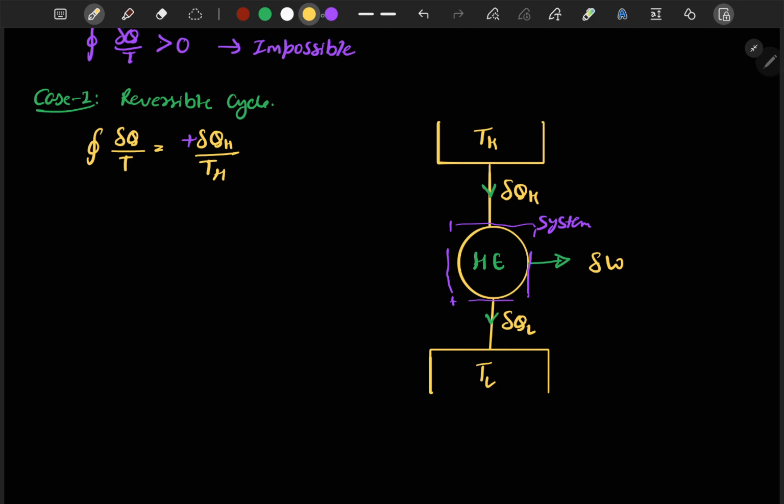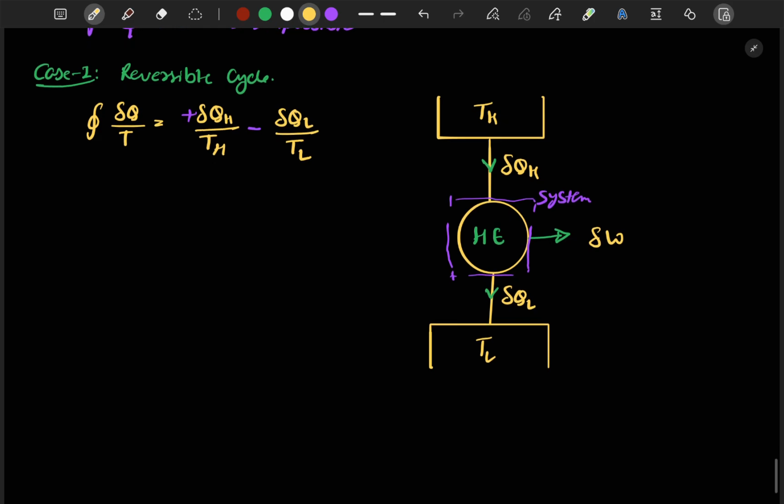Now del QL heat is rejected from the system, so we will take it as negative, del QL upon the temperature TL. So we get the cyclic integration of del Q by T as del QH by TH minus del QL by TL.